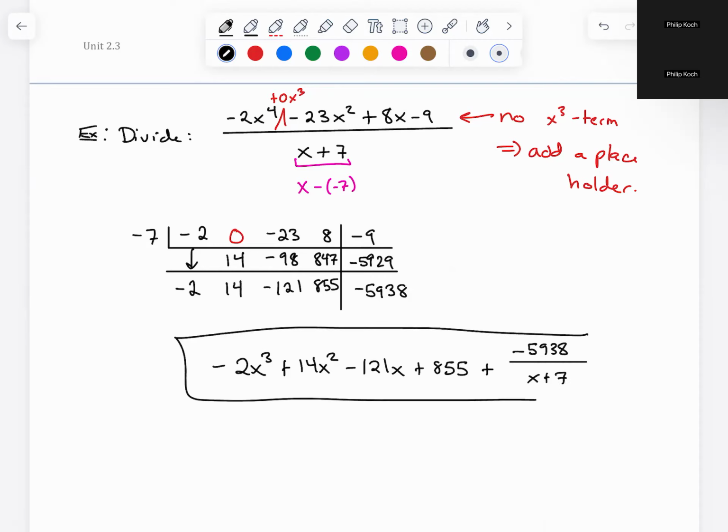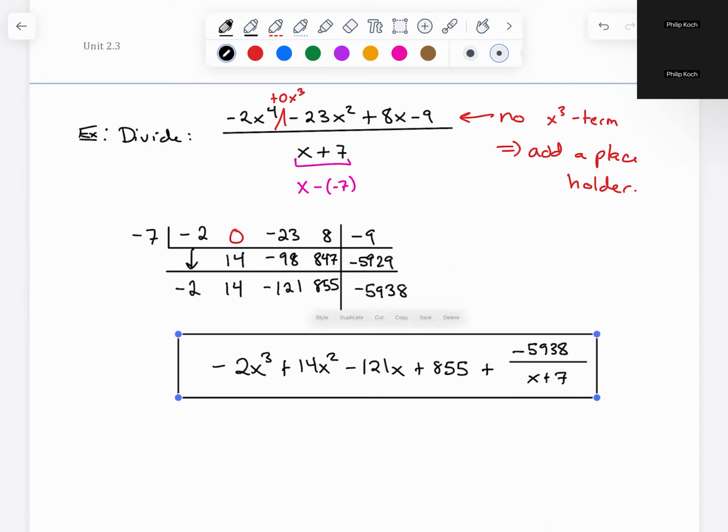And now, while it would not be comfortable to do, it would not be fun, we can, in fact, check our work. If we multiply all these terms by x plus 7, i.e. multiply the whole expression by x plus 7, we can then simplify it, and it should break down back into the dividend.